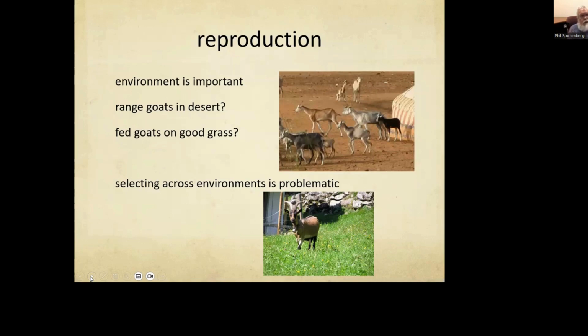Now, the problem is when we take a goat from one environment and we put it in another environment and we expect it to produce well. This is especially so when we take a goat that's been well fed in a very, very easy environment, and then we put that in a harsh environment, whether that's hot and humid or hot and dry. Then all of a sudden we're asking that goat to do the same trick. And basically the environment is saying, no, we can't do that.